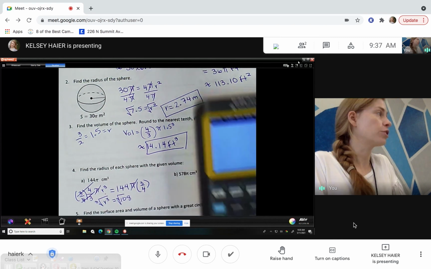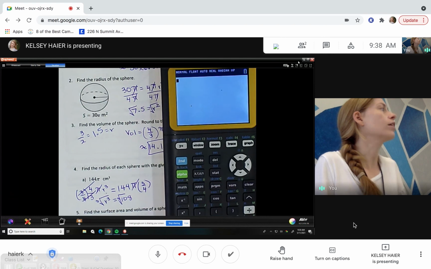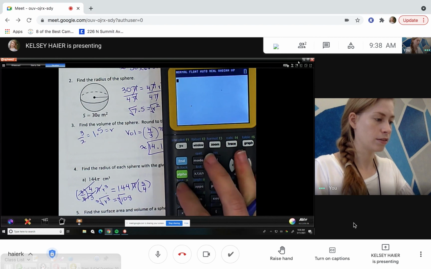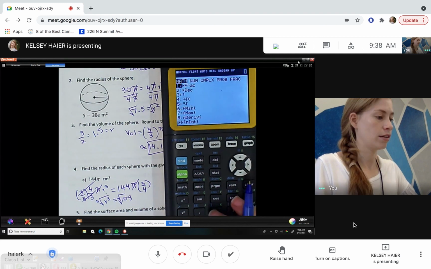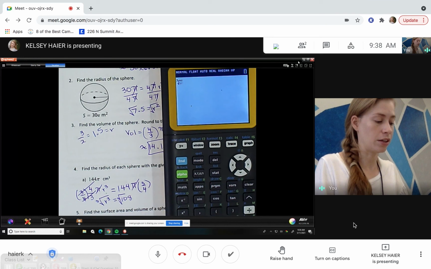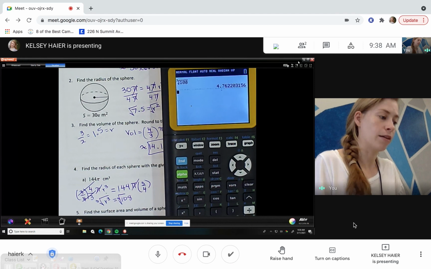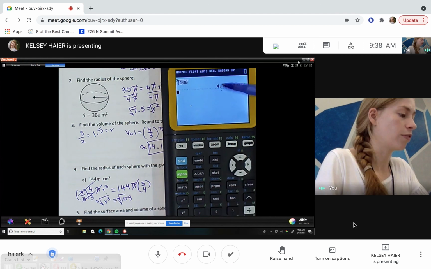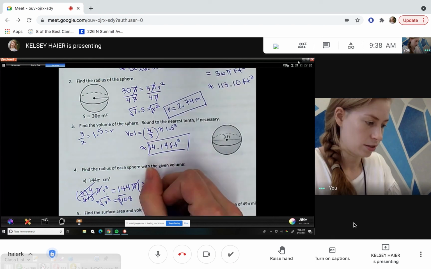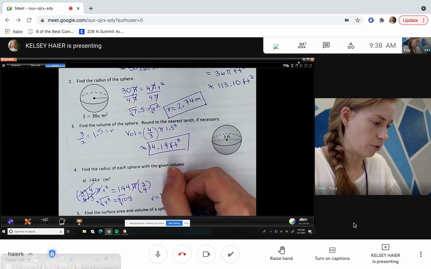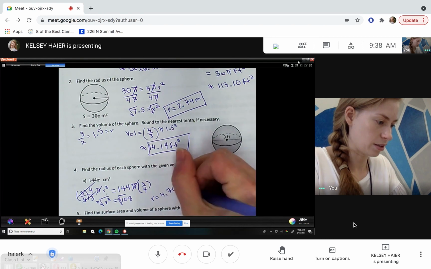If you're wondering how to use the cube root on your calculator, it's not too bad at all. So if you go to the math button, and if you go down to number 4 where it says cube root, you just click on that, and then boom, you just enter the number that you need on the inside. So 108, and then there we go. So my radius is going to be roughly 4.76, and then centimeters, and then boom.